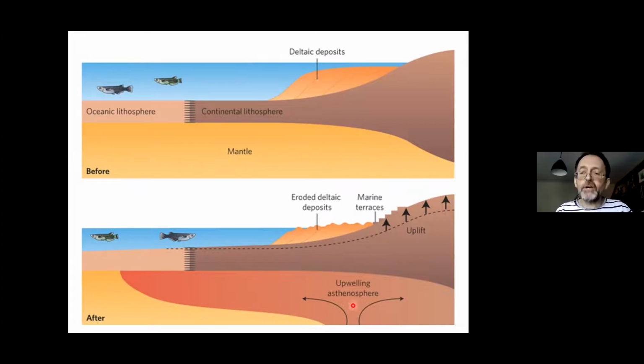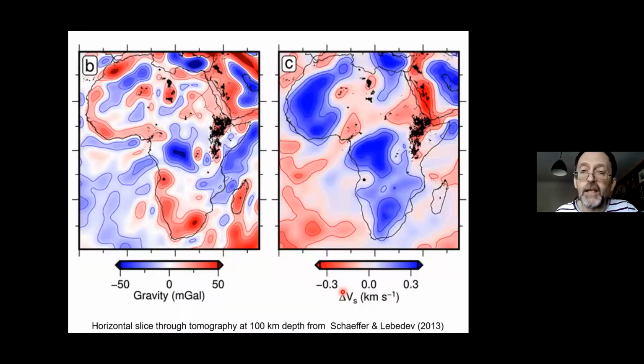Some of you are probably wondering, it's all very well invoking upwelled asthenosphere, but how do we know it's actually there? Well, we can see it. If you look at panel C on the right here, this is from Schaefer and Lebedev, and it's a slice through their surface wave tomography at about 150 kilometers depth. And there's the low shear wave velocity anomaly associated with the Angolan dome. So that's kind of the proof of the pudding.